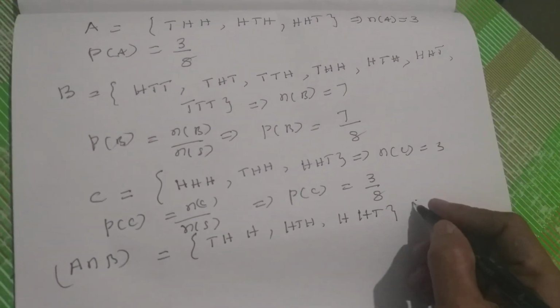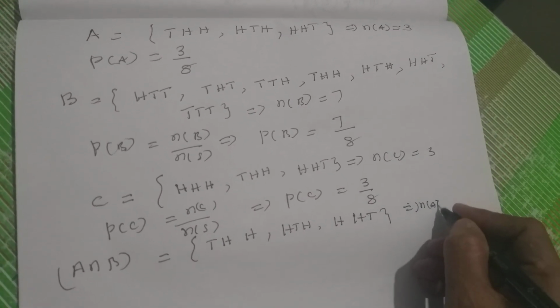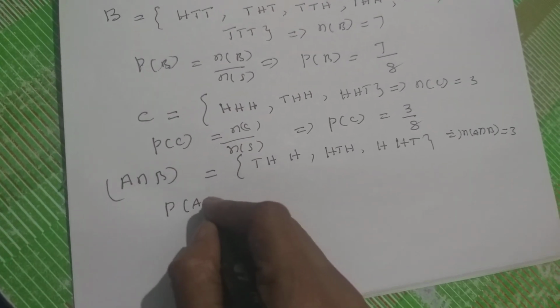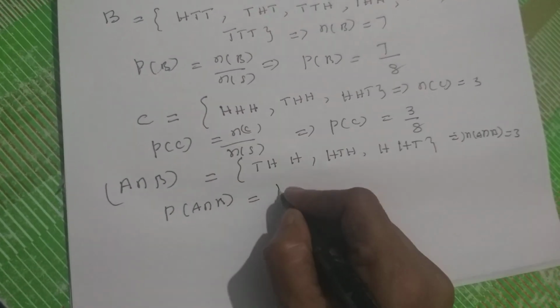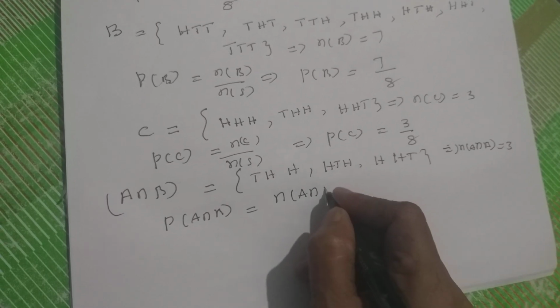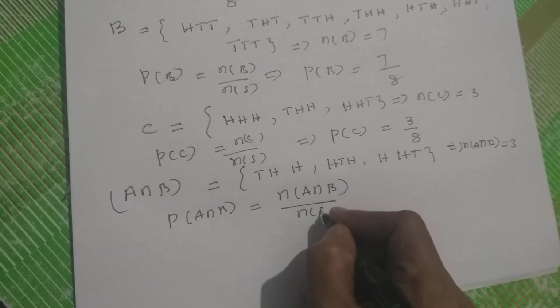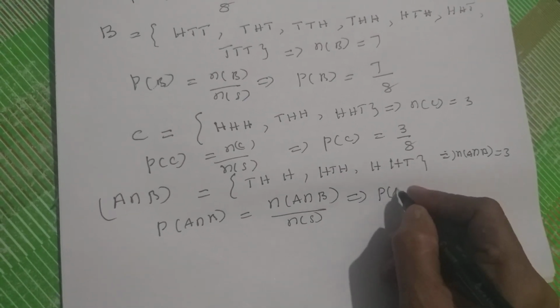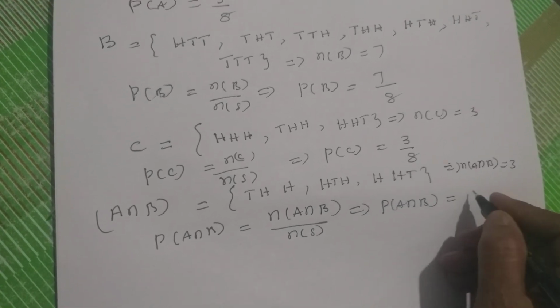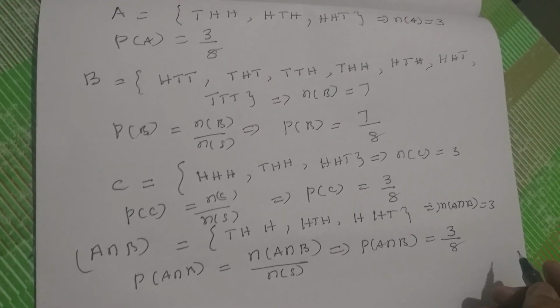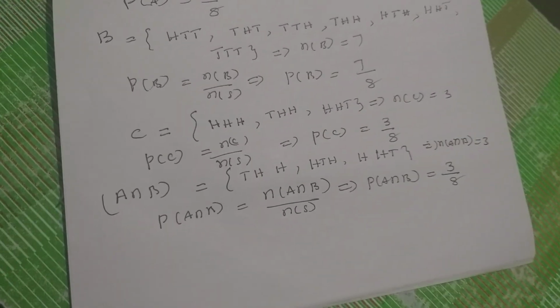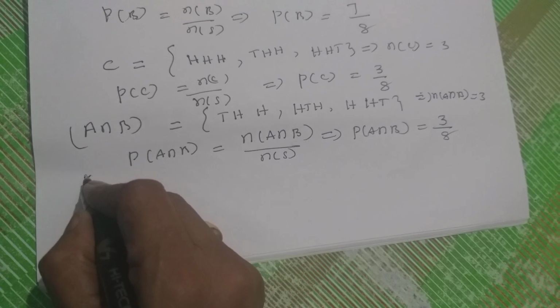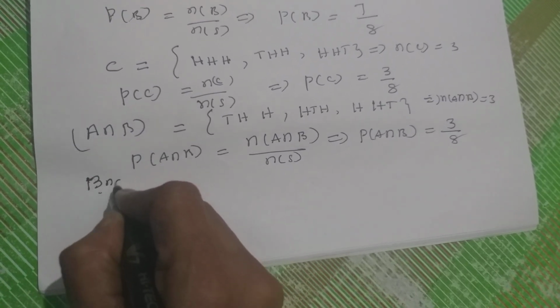So how many are we getting here? N of A intersection B equals 3. So P of A intersection B, the same formula you have to apply: n of A intersection B by n of S. Here also you are getting P of A intersection B equal to 3 by 8. Next we have to find B intersection C.